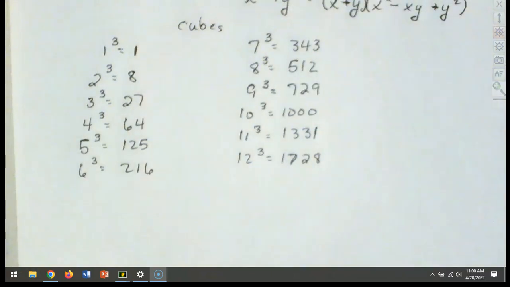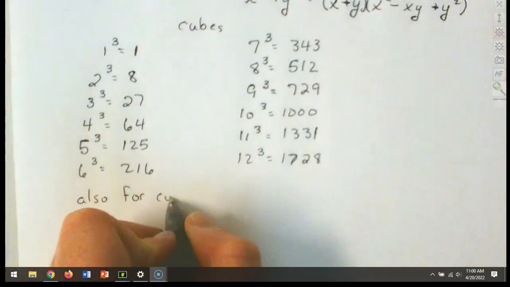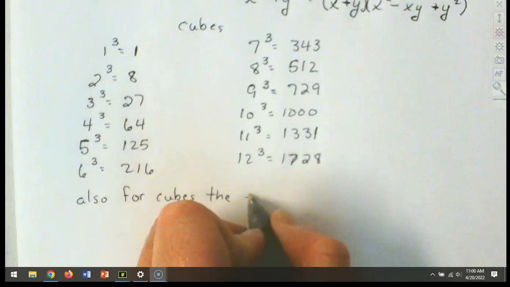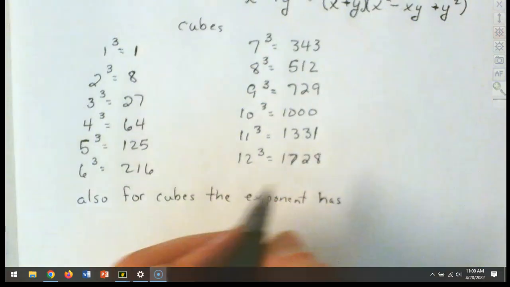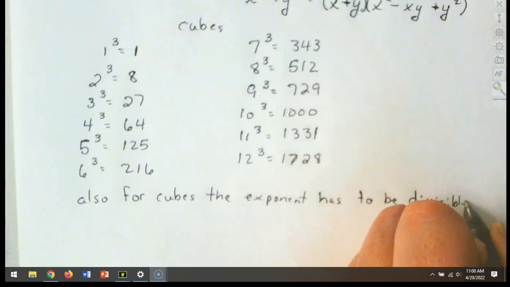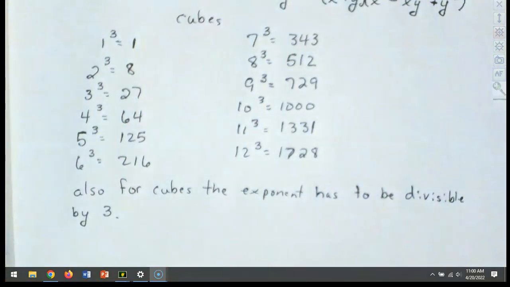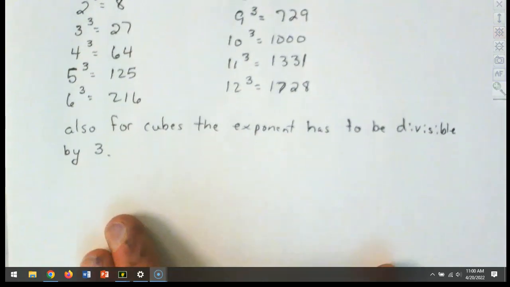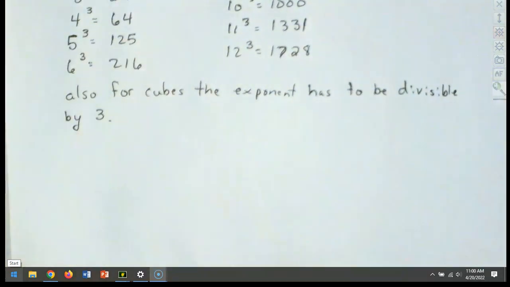Also, the exponents have to be divisible by 3. So also for cubes, the exponent has to be divisible by 3. Just like with squares, it was divisible by 2, right? You had to split it in half. With cubes, you have to split it up 3 ways. And they're pretty easy once you just remember the signs and how the signs go.